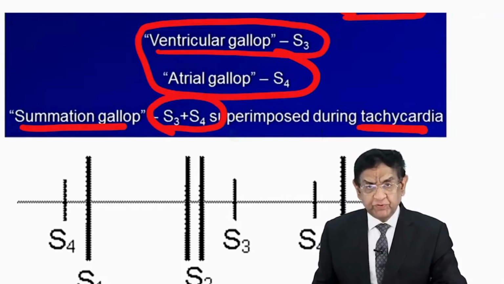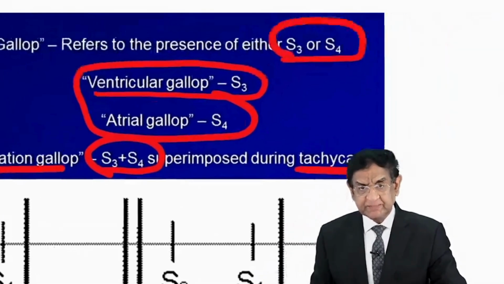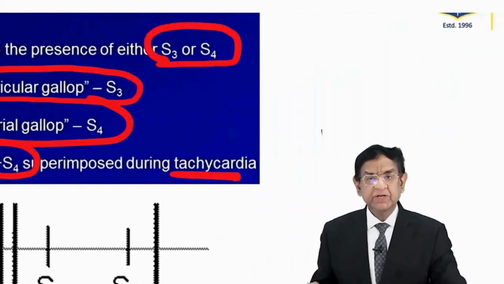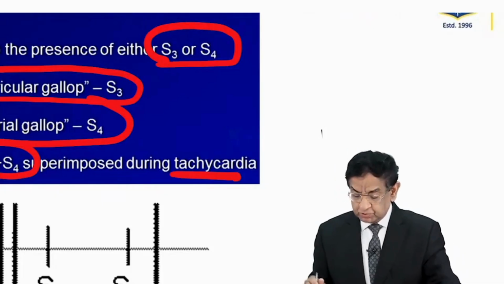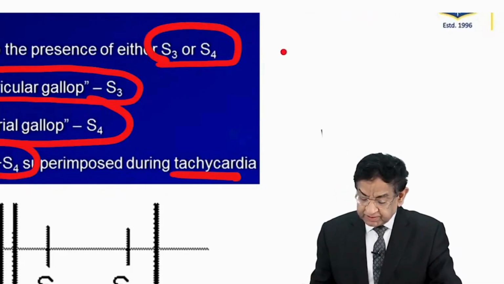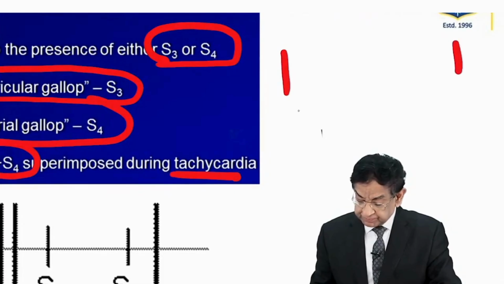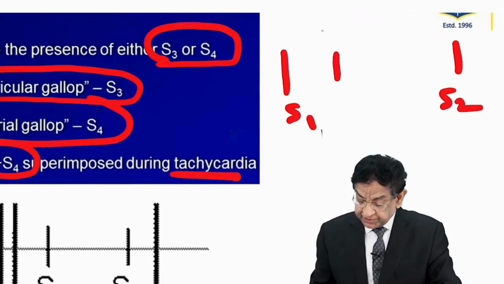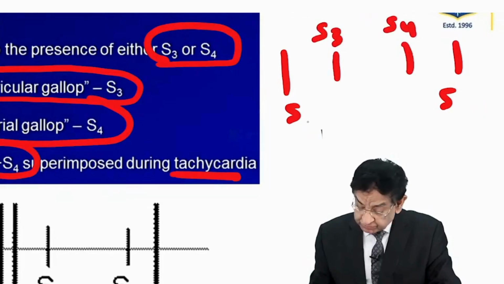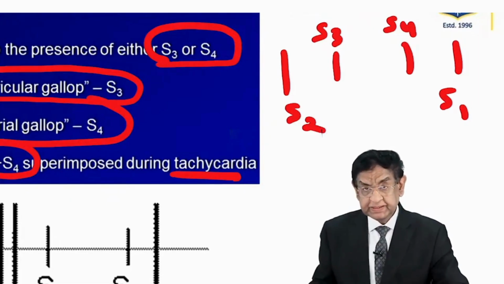Now, before I really go to summation gallop, let me tell you about gallops. Gallop is the word for when a horse walks. So, this is normal S1, S2. So what we got is S3 in early diastole, and S4 in late diastole, then S2, S1. Yes, they are diastolic.